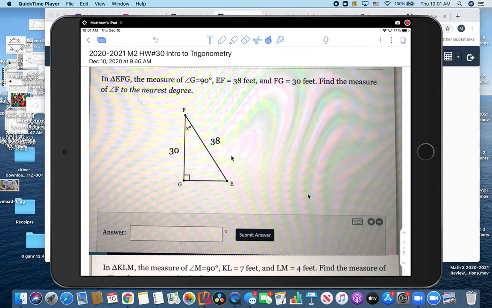Hey Math 2, so this is your guys' homework on Delta Math, homework number 30. And I'm going to demo some problems for you guys so that you can look at this homework help video. And then from this modeling, you guys should be able to do the rest of the problems yourself.